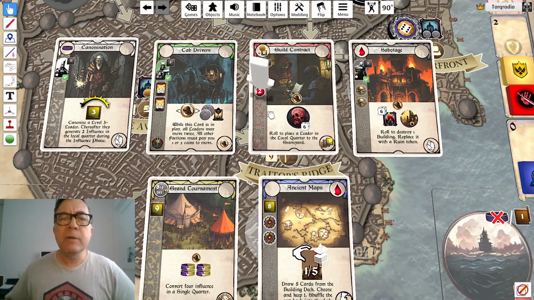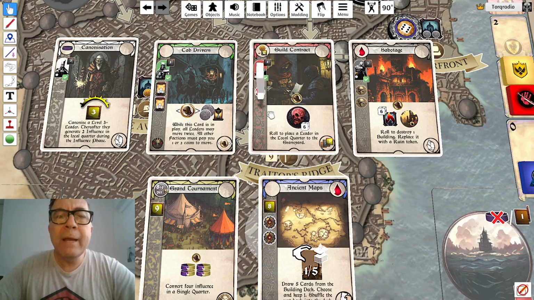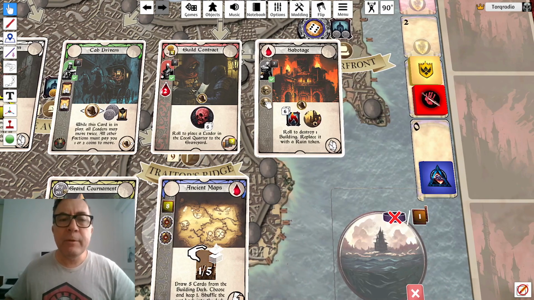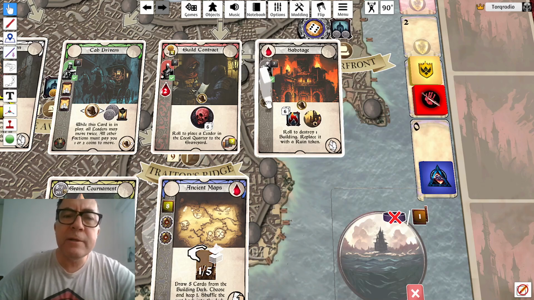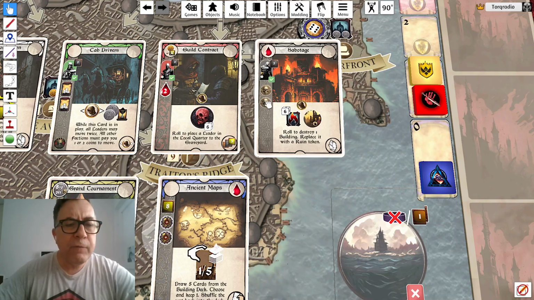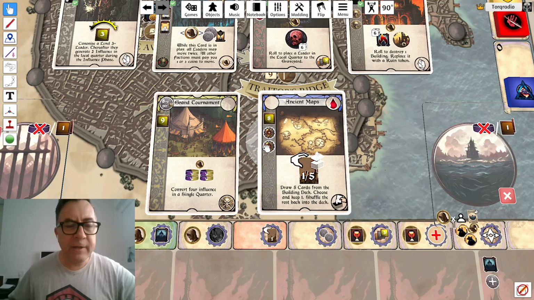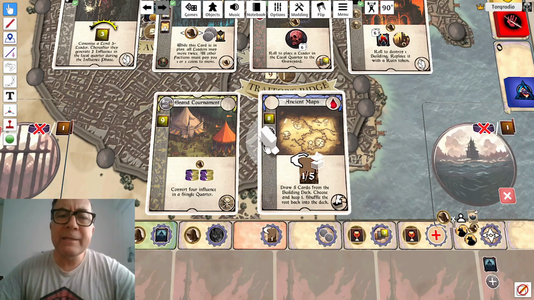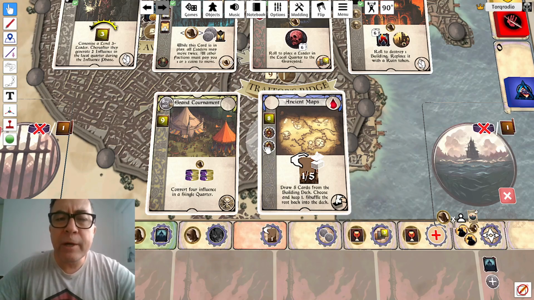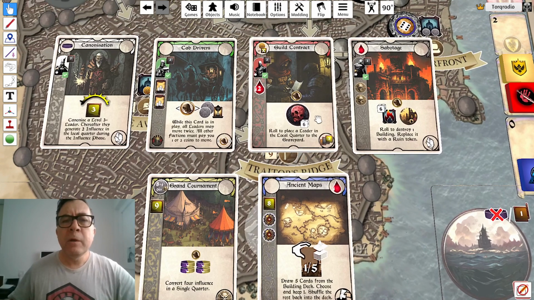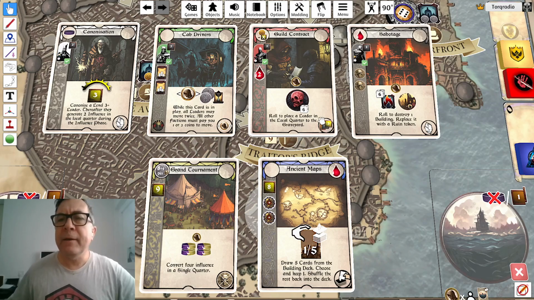Other notable requirements are 2 malady tokens in the case of the guild contract card. This means that the guild player must have 2 malady tokens on its own leaders in total before it can play this card. In the case of sabotage, there have to be at least 2 discontent tokens in the city before the card can be played. And in the case of ancient maps, the circle player must have at least 2 exploration tokens on its player board before it can play this card. So requirements are always in the left-hand column.